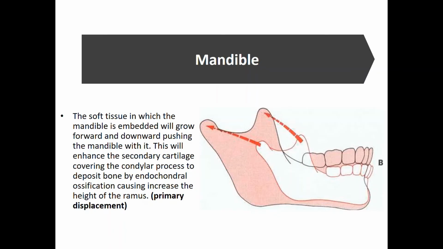But the mandible doesn't have sutures like the maxilla. Instead, it has the temporomandibular joint. So as the mandible is pushed forward and downward, we will have active formation of bone as a reaction at the head of the condyle. And this is what we call primary displacement, because the mandible itself is doing the active bone formation and growth.